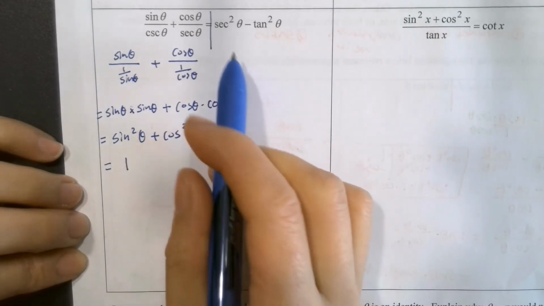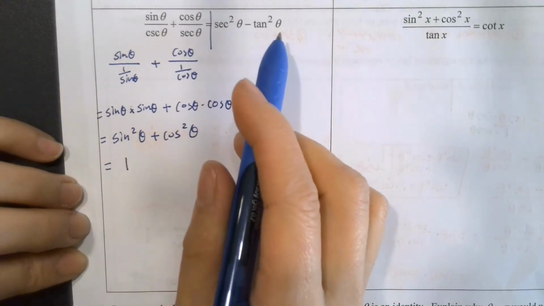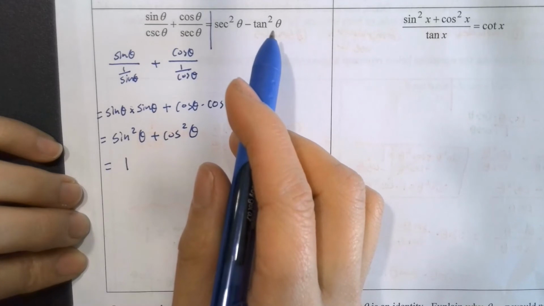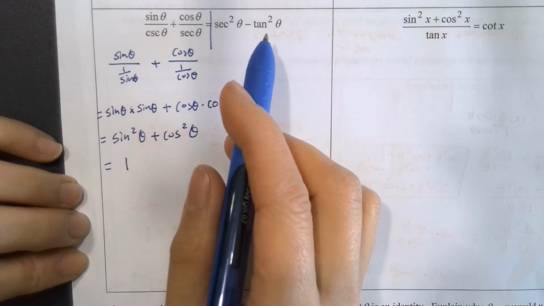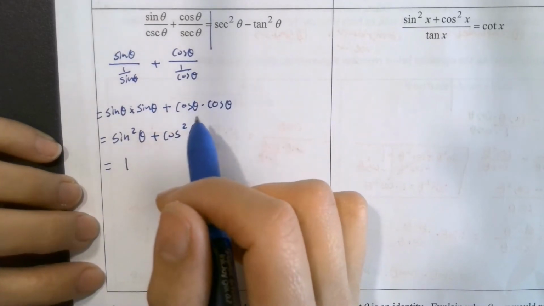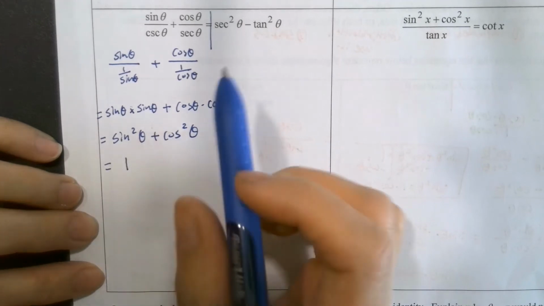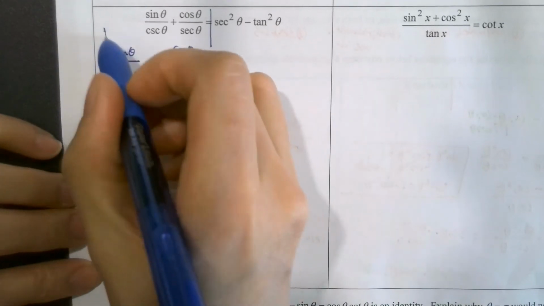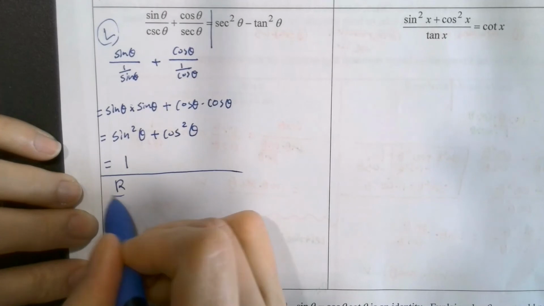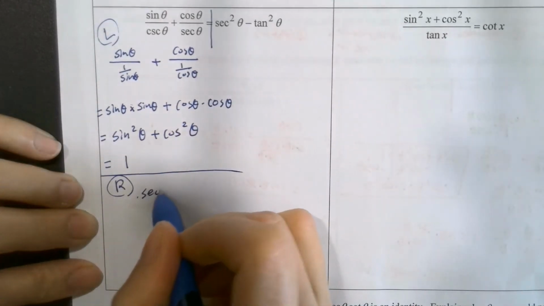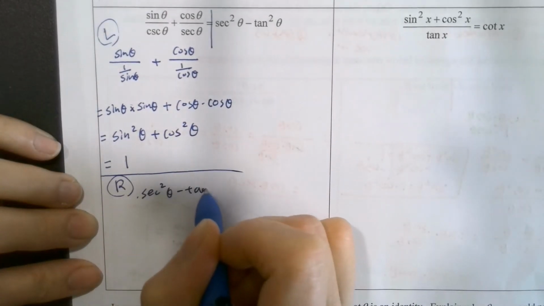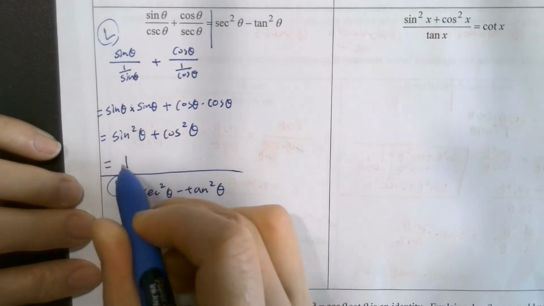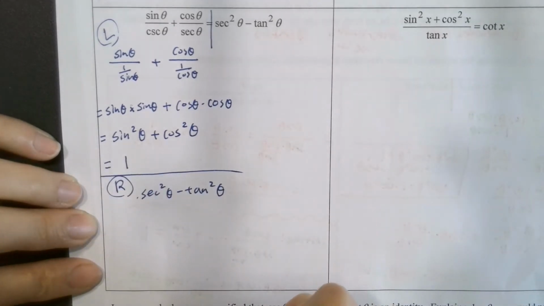No, we want to get to secant squared theta minus tangent squared theta. Then what are we going to do? There are two ways you can do it. I think this is the easy way of doing it. That is, just stop there. So that was the left side. And go ahead and visit your right side of secant squared theta minus tangent squared theta and work from there and get to 1 as a final answer.